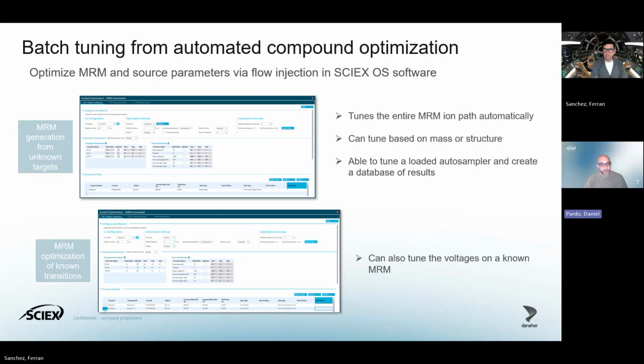And then also, if you need to optimize based on a known MRM, you may be transferring a method. You may have a compound that was on one instrument that you're bringing over to another. This really simplifies and enables and makes you more agile for your process. So as we continue on, we'll keep going on the same theme.